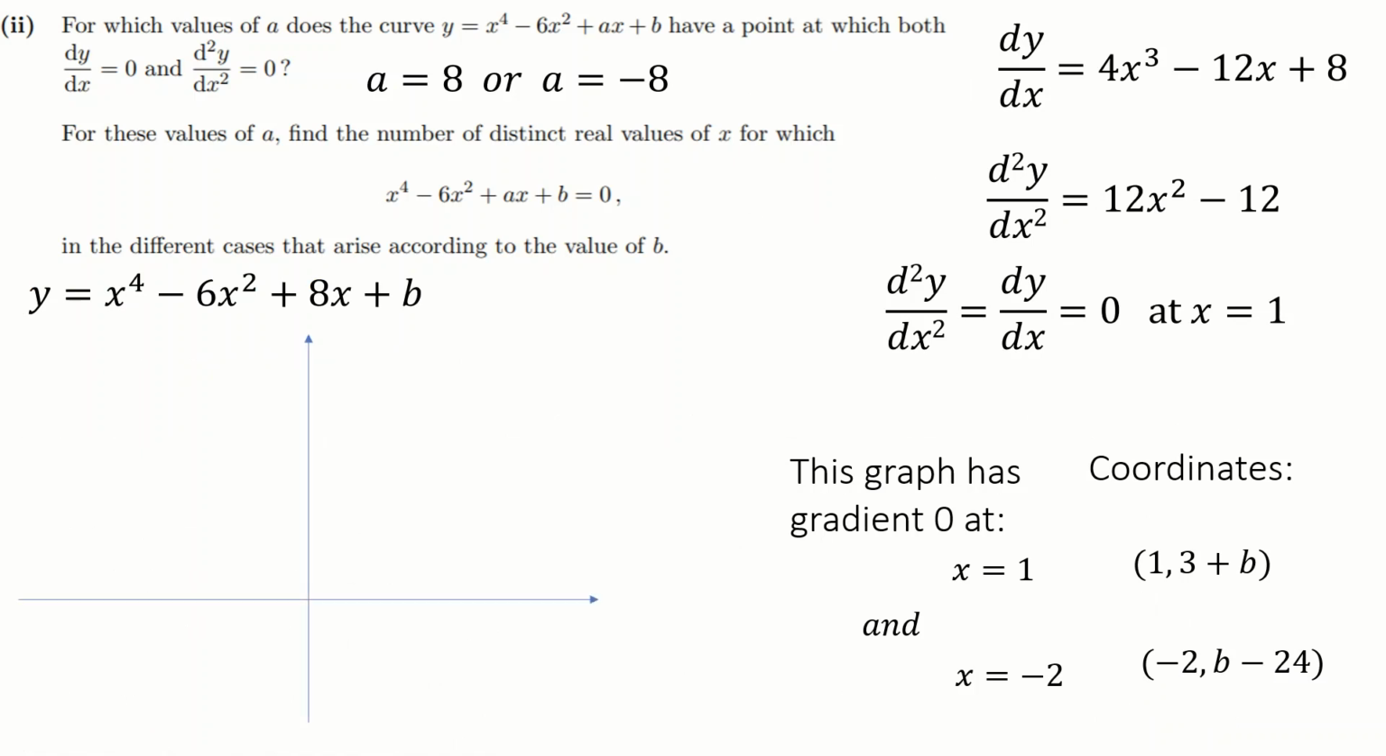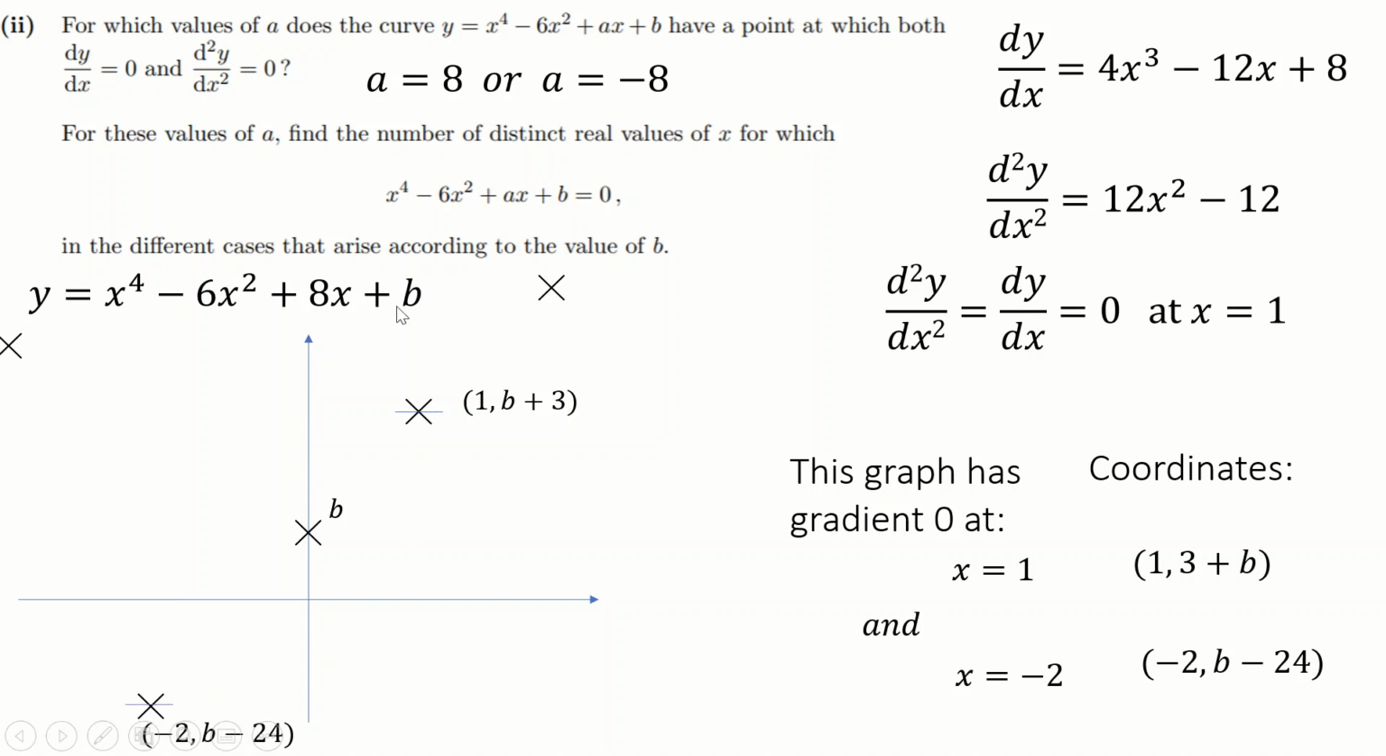So let's get out a pair of axes. I know that the y-intercept is at b. That's always the nicest thing to do. And I know a few more things, right? Ignore these crosses for now. I'll talk about them in a second. I know that it goes through 1, b plus 3 or 3 plus b, depending, it doesn't matter how you say it. And I know it's stationary here. So its gradient is 0 there. I also know that it goes through minus 2, b minus 24. And again, I know its gradient is stationary there.